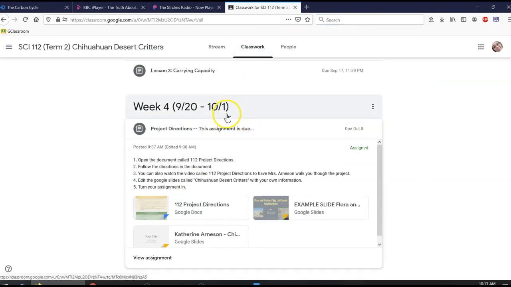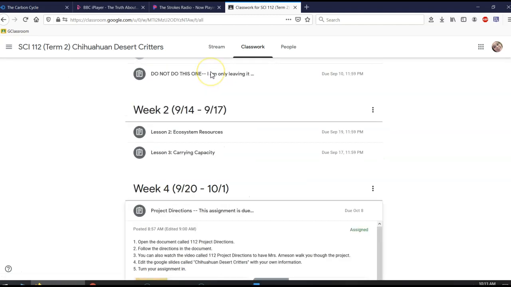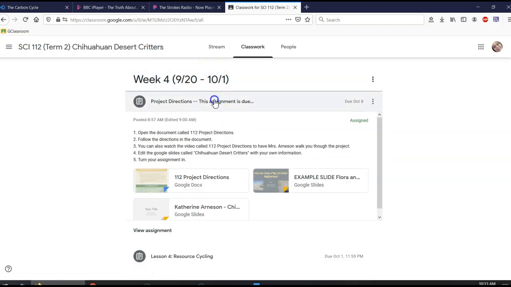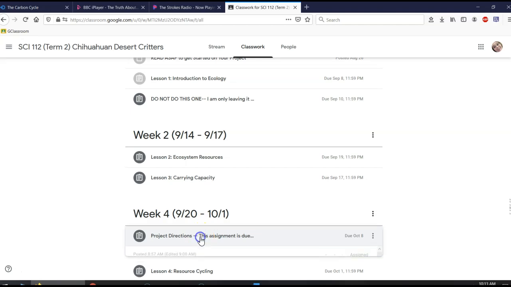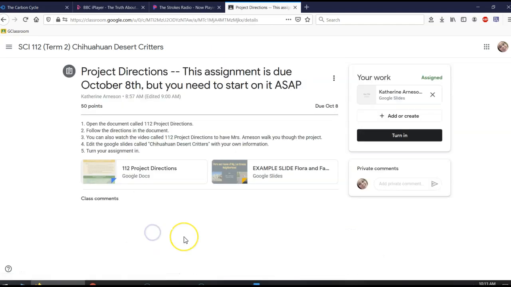First thing you need to go to in your classwork, you need to go to the project directions. So you open up that, and I just closed it. Go to view assignment, and then you can see it all in the same screen. This is going to be where you make your slideshow later on. So this one is an example that I made for you so you can look at it. And then this one is the set of directions. So there's also these videos.